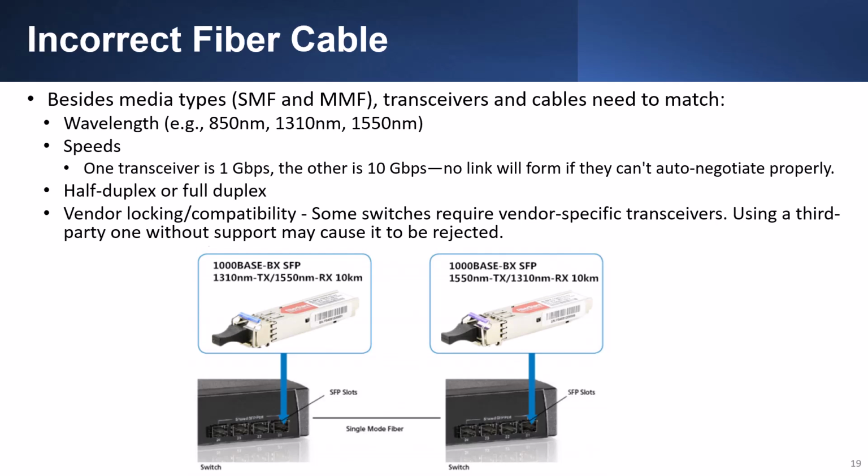Besides media types, transceivers and cables need to match wavelength and speed. If one transceiver is 1 gigabit and the other is 10 gigabits per second, no link will form if they can't auto-negotiate properly. You also have to look at half duplex versus full duplex. Lastly, vendor locking or compatibility, where some switches require vendor-specific transceivers. Using a third-party one without support may cause it to be rejected.